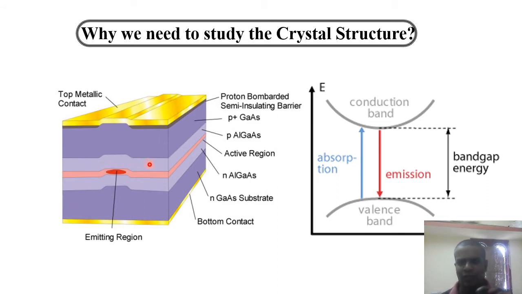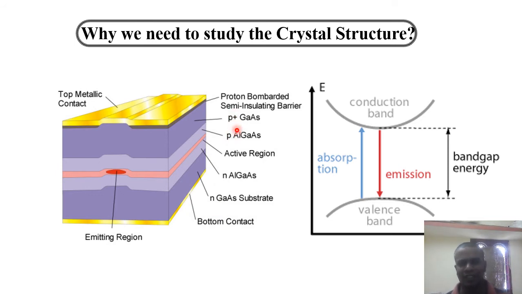What I want to tell is that we are not going to deal with this structure in depth. If you look at this structure, there is aluminum gallium arsenide, this P plus, which means highly concentrated holes, then gallium arsenide, which is the active region. Then at the bottom is N-type aluminum gallium arsenide, and below that another material, the N-type gallium arsenide substrate. N-type means it's an electron concentrated material. P-type means it's a hole concentrated material.